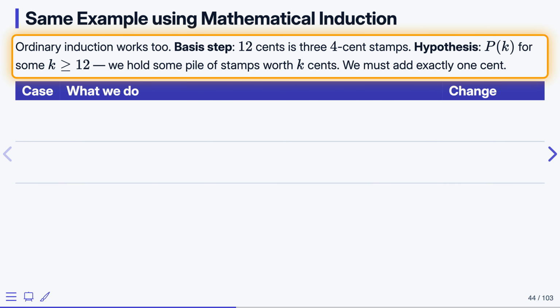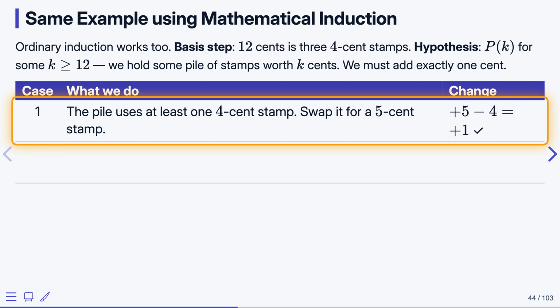Now we prove the same stamps result with ordinary induction. The basis step makes 12 cents with 3 4-cent stamps. The hypothesis assumes P(k) for some k at least 12. So we hold some pile of stamps worth k cents, and we must push the total up by exactly 1 cent. Case 1. Suppose the pile uses at least one 4-cent stamp. Swap that stamp for a 5-cent stamp. We lose 4 and gain 5, so the total goes up by 1.